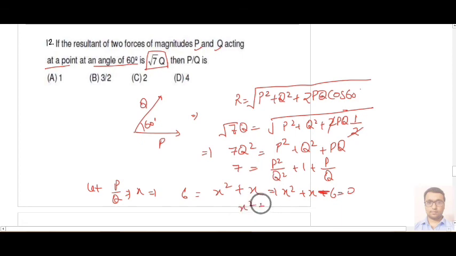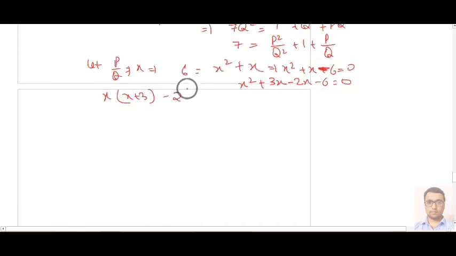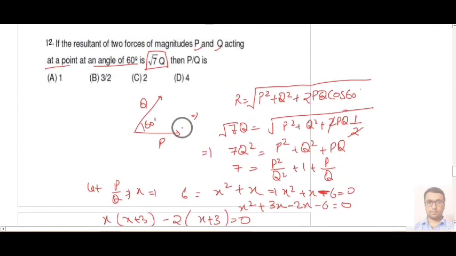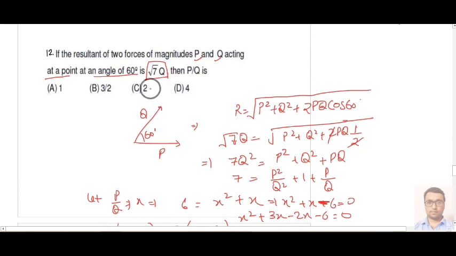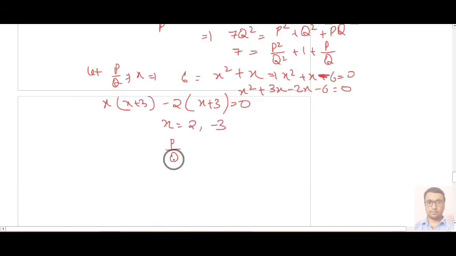Now split the middle term in this way. Take x plus 3 common, and then here take minus 2 common. Again you will get x plus 3 equal to 0. So from here you will get x equal to 2 and minus 3. In the answer our x value is given, that is 2. This is basically p by q and it will be equal to 2.